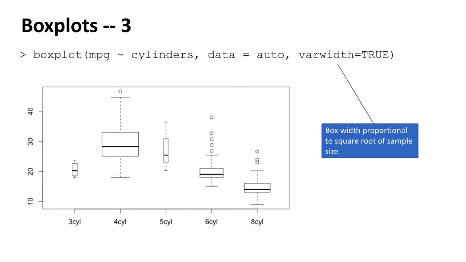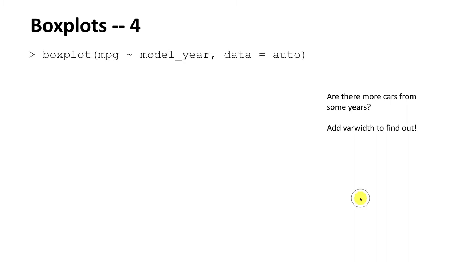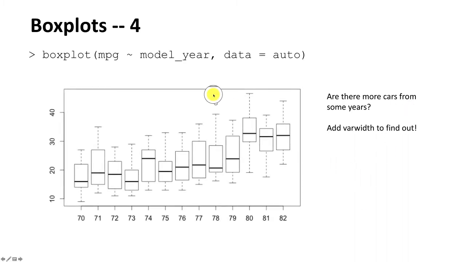We can do the same for the year of each car. We can do a box plot of MPG with model year, meaning we want to find out if the miles per gallon has changed over the years. So we say boxplot MPG tilde model year, data equals auto, and you can see there is generally a trend that miles per gallon is increasing over time. For some reason, it looks like there was a major jump from 79 to 80. That's a good thing to explore further: what happened between 79 and 80 that caused this jump?